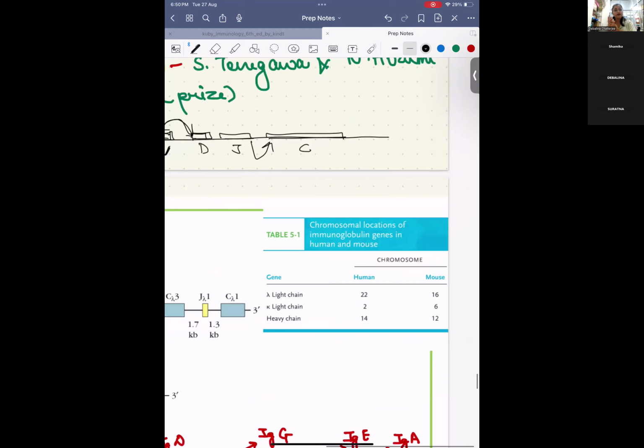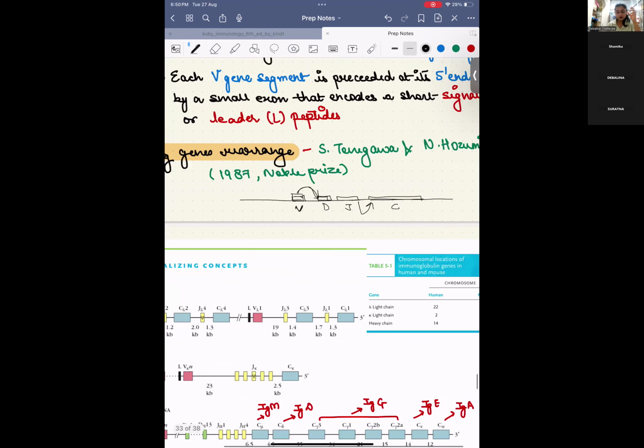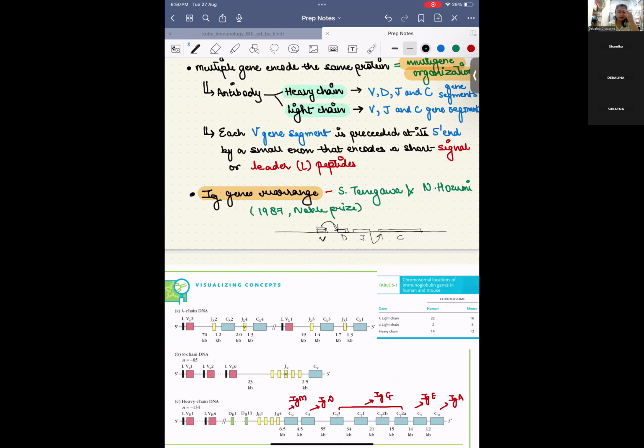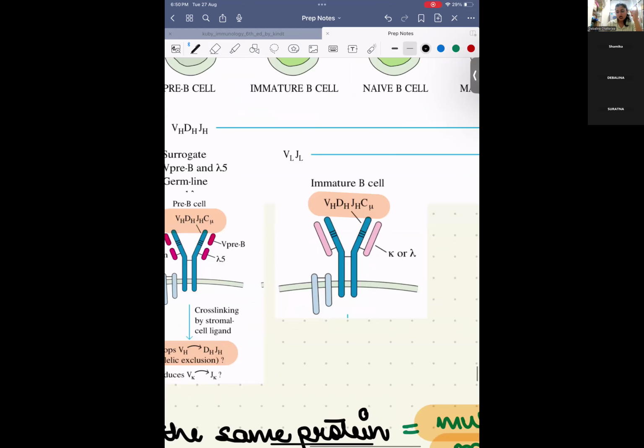Okay. Now from your previous class, you would remember that the variable chain of the antibody molecule that forms can either be kappa or lambda, right? So there are two possibilities, but it will never be that one chain is kappa and the other chain is lambda. That is never going to be possible, right?